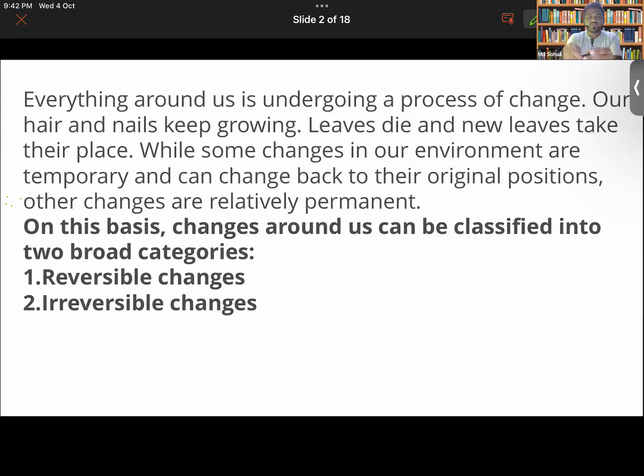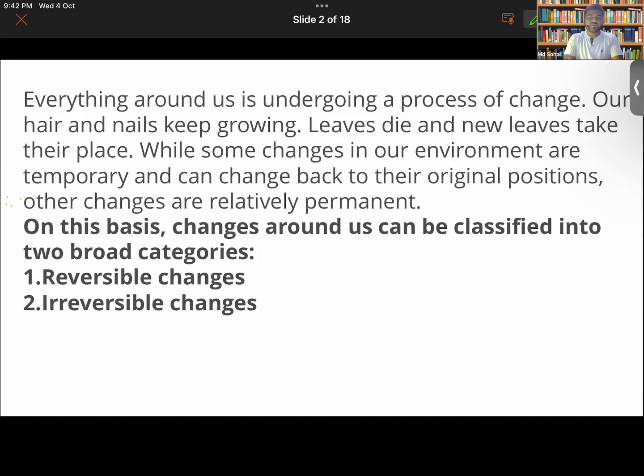Why is climate changing? Because of global warming. Why is global warming happening? Because heat is increasing. The heat of the atmosphere is increasing, thereby polar ice caps are melting and the level of oceans is also rising. So people who live in coastal areas are in danger. Here we say that the factor responsible for change was heat.